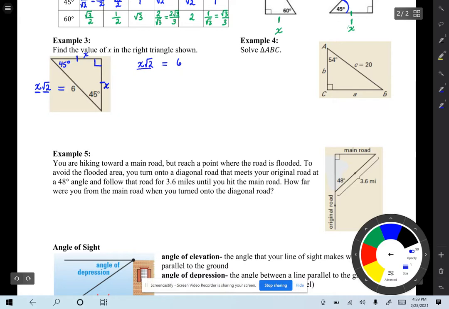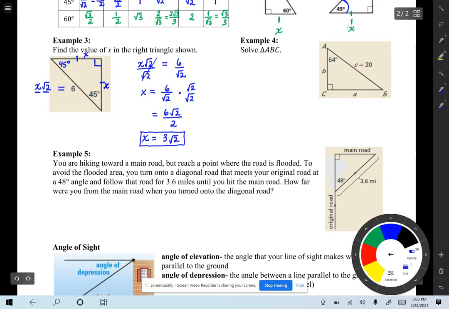So to solve for x, divide both sides by square root of 2. That cancels. We're left with x equals 6 over square root of 2, which you cannot leave a radical in the denominator, so you multiply top and bottom by radical 2. So that is 6 radical 2 over just 2, because square root of 2 times square root of 2 is just the number itself without the radical. And then 6 divided by 2 is 3. There's your answer for x.